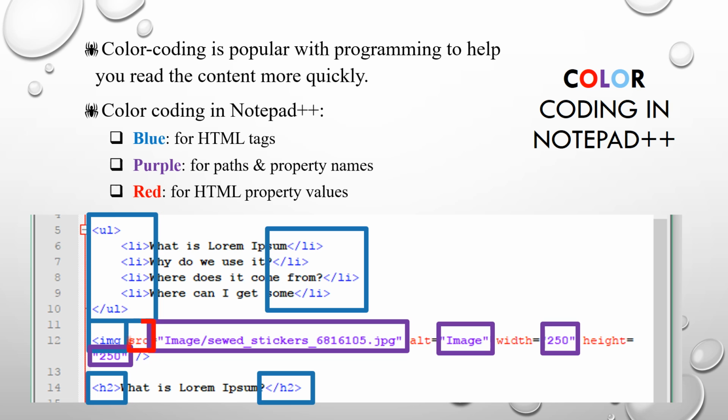I also have red for HTML property values such as SRC, ALT, width, and height. All property values have an equal sign that follows them.